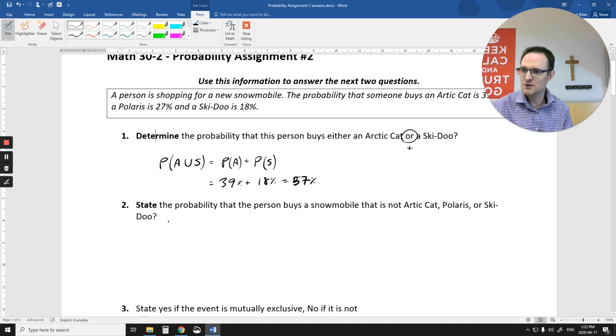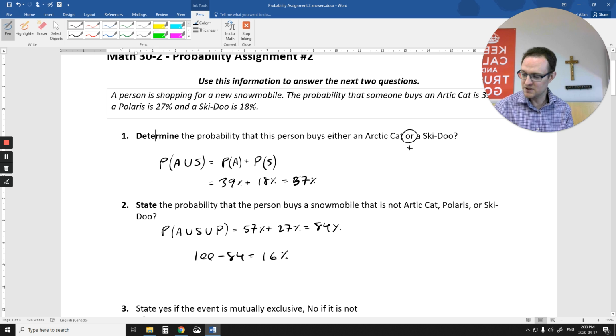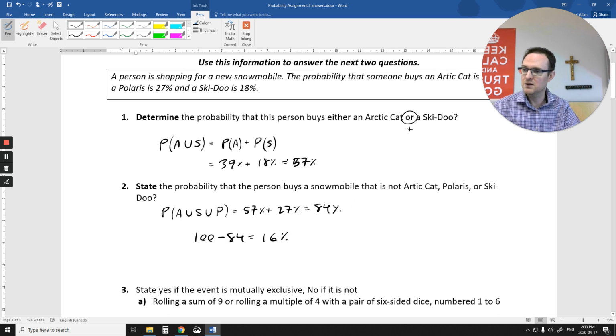State the probability that a person buys a snowmobile that's not one of these. So if you remember, if I added all these numbers together, so Arctic Cat, Skidoo, and Polaris, it'd be the 57 from before. I'm going to add the extra little 27 on there, and I get 84%. So it's an 84% chance I'm going to buy one of those three. So what's 100 minus 84? And I'll get 16%. So 16% chance they're not going to buy one of those, they're going to buy something else.